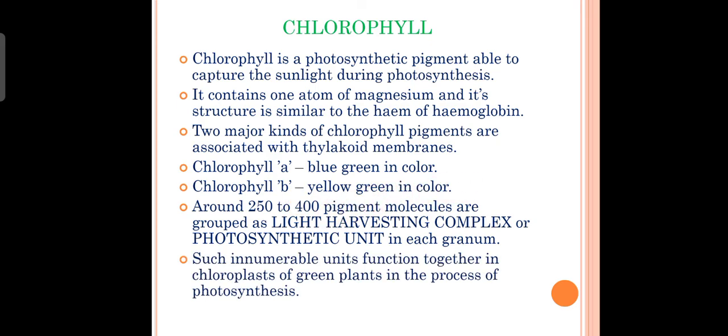Around 250 to 400 pigment molecules are grouped and formed as a light harvesting complex or photosynthetic unit in each granum. Means in each granum nearly 250 to 400 chlorophyll pigment molecules are present and together they form the light harvesting complex, otherwise known as photosynthetic unit. So such innumerable units function together in chloroplasts of green plants in the process of photosynthesis.